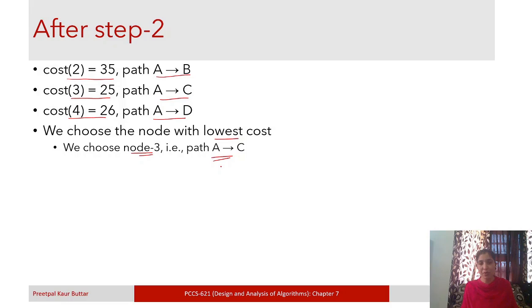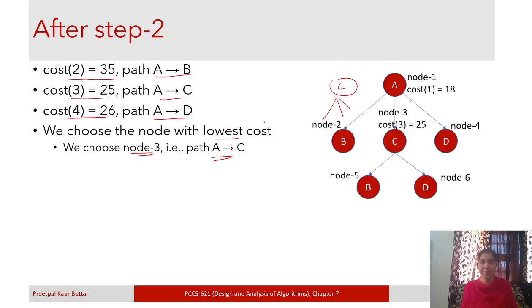And now we will explore the subtree rooted at this node in the next step, right? So this is how our search tree is looking. Node 1's cost is 18, then we calculated the cost of node 3, node 2 and node 4 in step 2, right? Here we were at step 1 where we reduced the initial cost matrix, and now at step 2 the minimum cost is the cost of node 3. So we will explore this node.